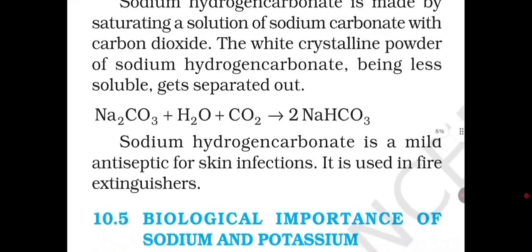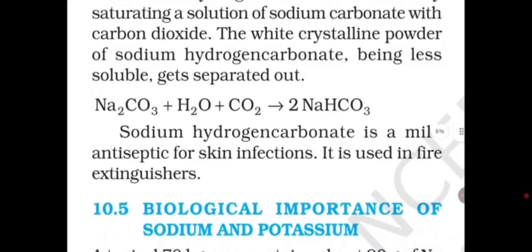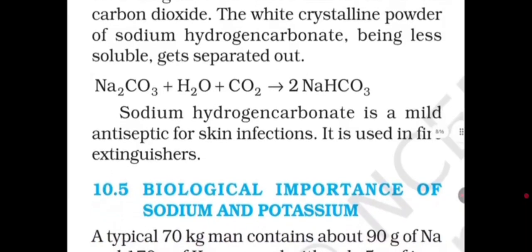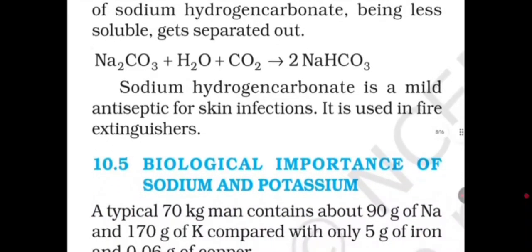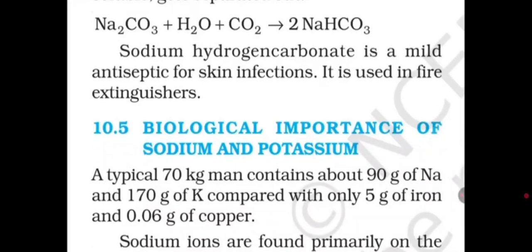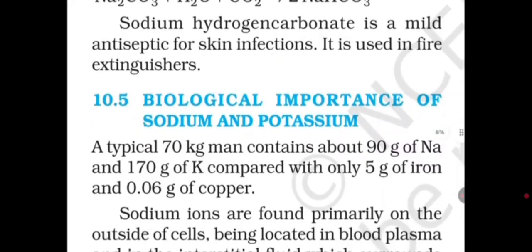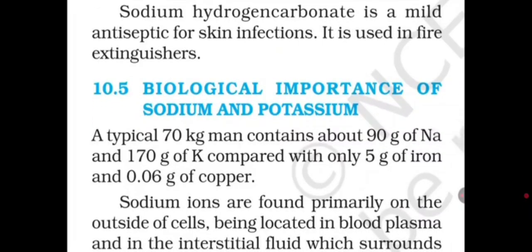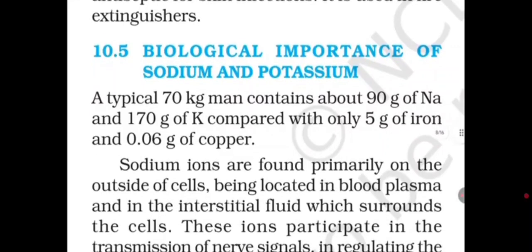Sodium hydrogen carbonate is made by saturating a solution of sodium carbonate with carbon dioxide. The white crystalline powder of sodium hydrogen carbonate, being less soluble, gets separated out. Na2CO3 plus water plus CO2 gives 2 NaHCO3. Sodium hydrogen carbonate is a mild antiseptic for skin infections. It is used in fire extinguishers.